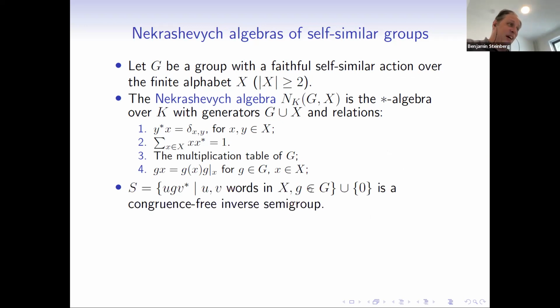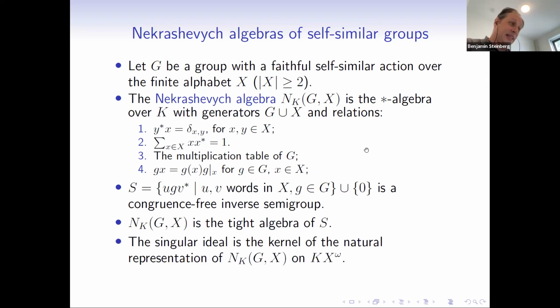Okay, so inside of this algebra, you have the things of the form word, group element, and inverse word. And you have 0 as well. And this is a congruence-free inverse semigroup, as long as I have 2 letters in the alphabet. As an example, if G is the trivial group, this is the polycyclic inverse semigroup that Munn looked at. And Munn did look at some examples like this over infinite alphabets. And the Nekrashevych algebra is the tight algebra of this inverse semigroup in the sense of Exel. This relation gets thrown in by the tightness condition.